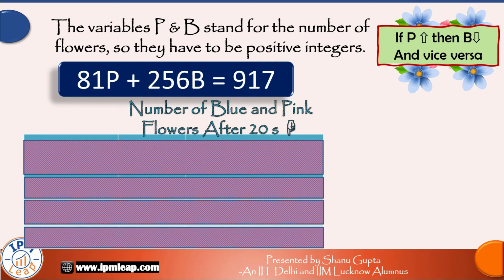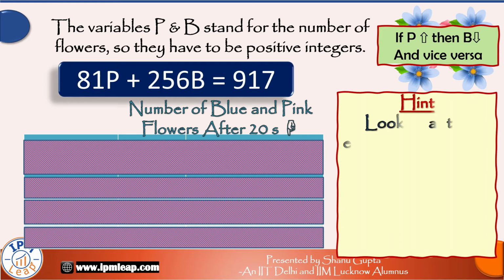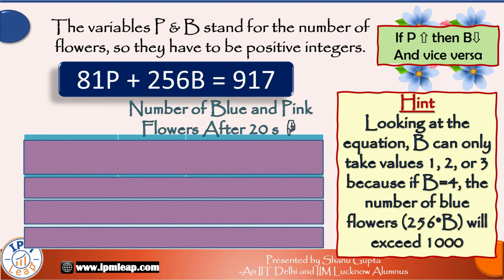Wait a second. Here comes a very important clue. Looking at the equation, B can only take values 1, 2 or 3 because if B is equal to 4, the number of blue flowers, which is 256 times B, will exceed 1000, isn't it? That means B can only take values 1, 2 and 3. Let's tabulate and see which of these values of B satisfy the equation.